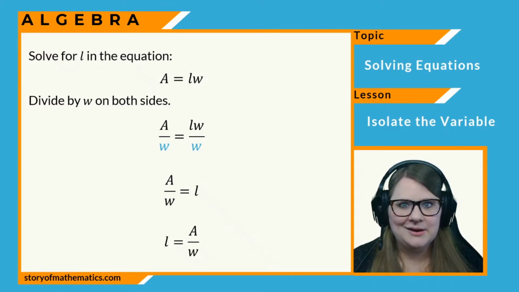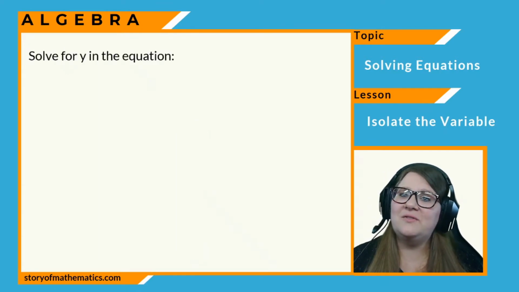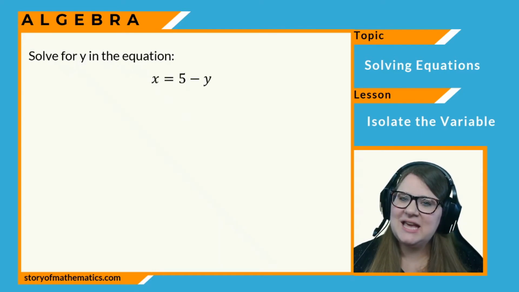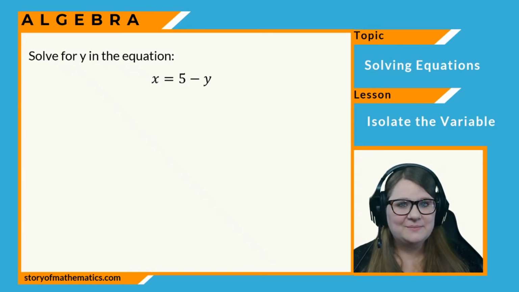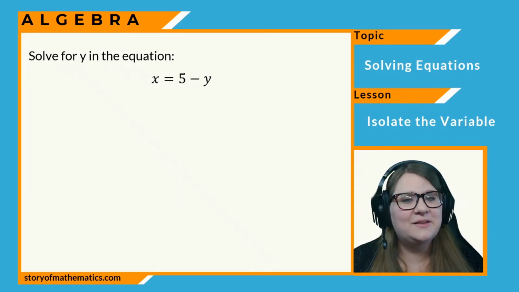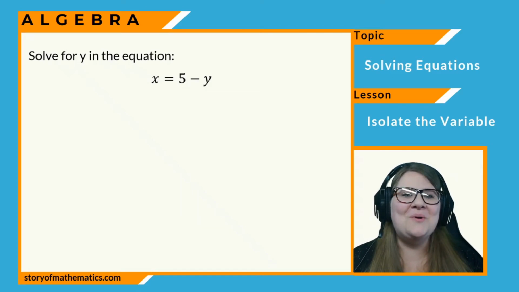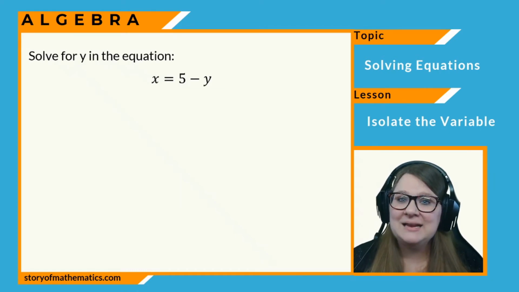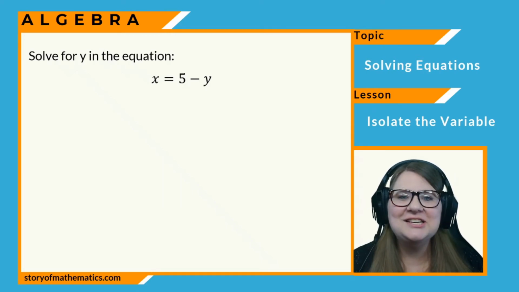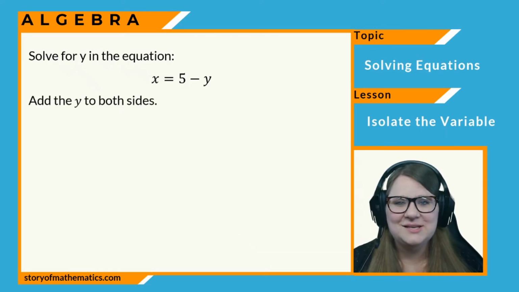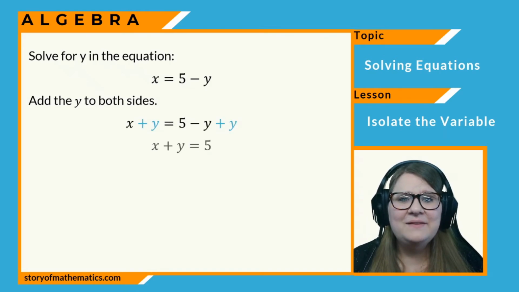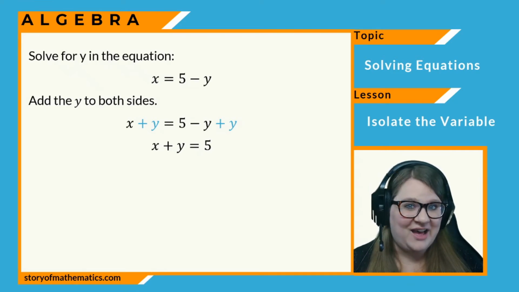Now, let's take a look at another example. Let's say that I want to solve for y in the equation x equals 5 minus y. In this case, this is actually going to take us a couple of steps. Now, there's more than one way to isolate the variable y, but I'm going to go what I think is the easiest way. To do that, I'm going to start by moving the y to the left side. So since it's currently minus y, the opposite operation is addition. I will add y to both sides. When I do that, it will cancel from the right-hand side, leaving me with x plus y equals 5.